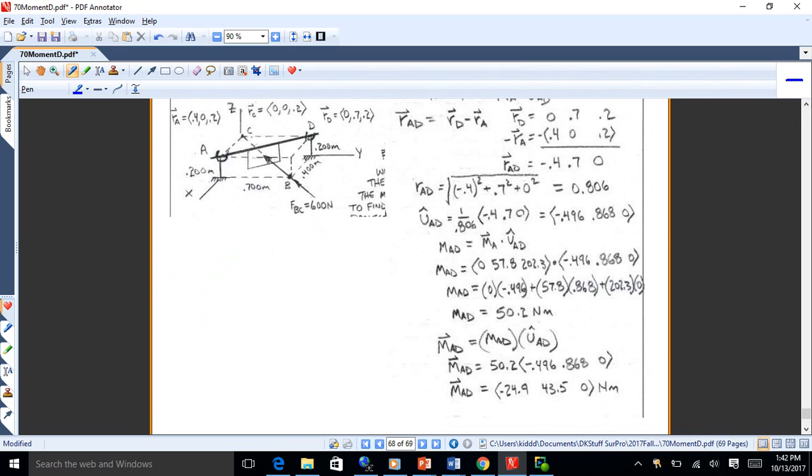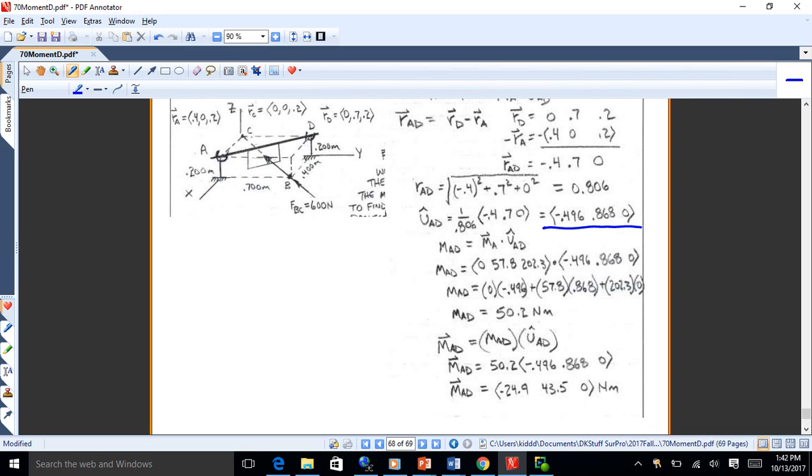Okay, so I'll find a position vector from A to D. That's RD minus RA. That's negative 0.4, 0.7, 0. I'll take the square root of the sum of the squares and get 0.806, and I'll divide that through and get a unit vector from A to D. Right there.